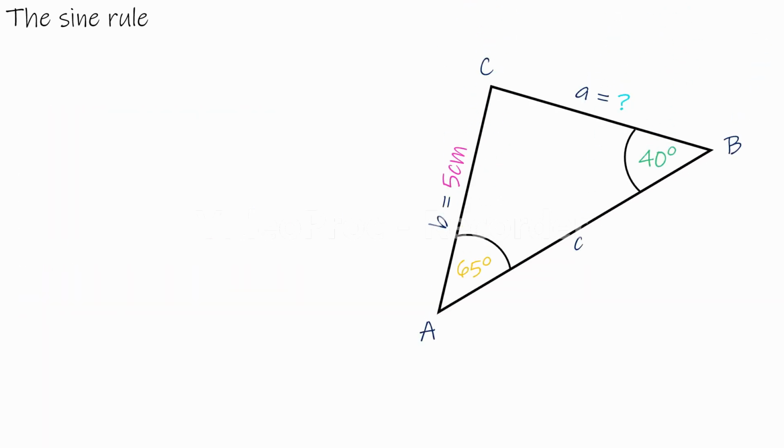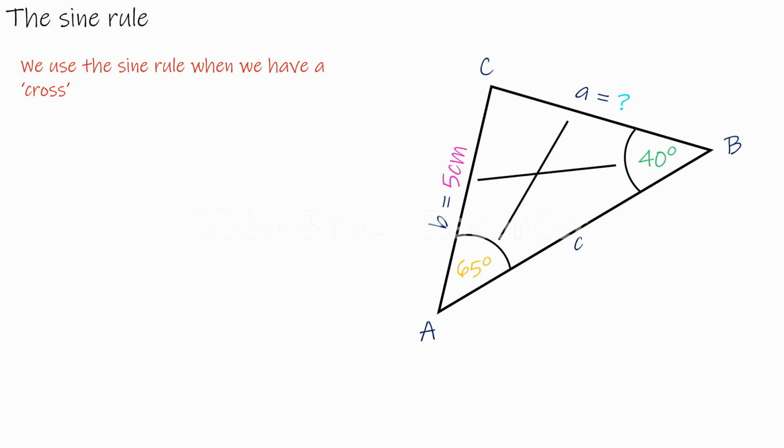Now, moving on to the sine rule itself. Let's take a look at this triangle, where you can see I've already labelled it for you. Now, we use the sine rule when we have a cross in the triangle. By this I mean, if we take an angle that we are given and cross over to a side, we can see that, for instance here, angle A, or 65 degrees, crosses over to the line CB, or the line a, which is what we want to find.